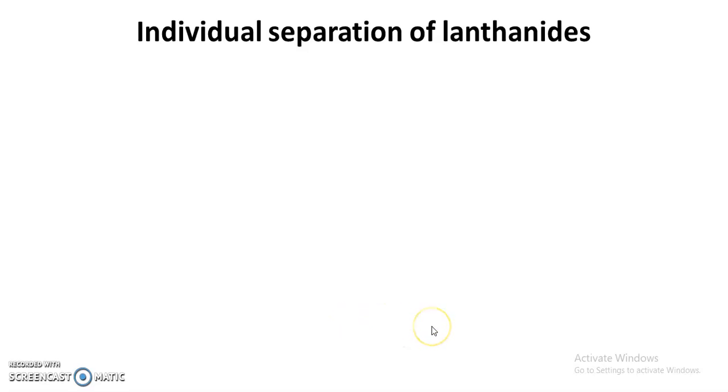So in the last video we discussed the occurrence and extraction of lanthanides, and lanthanides are extracted from the monazite mineral. At the time of extraction, two important steps are there: one is concentration of the mineral and the other is cracking of the mineral, or processing. Now the next step is individual separation of lanthanides.